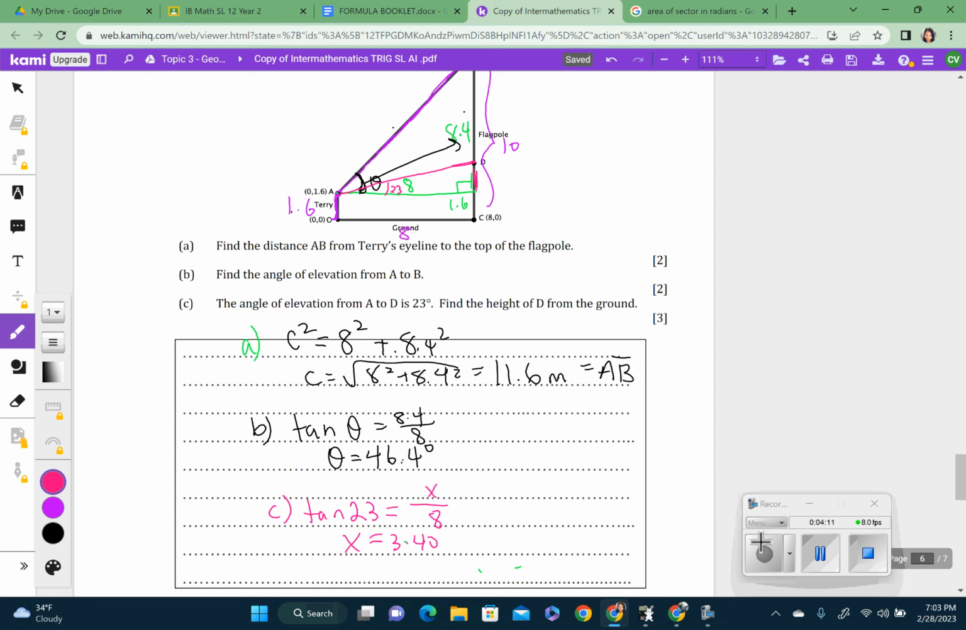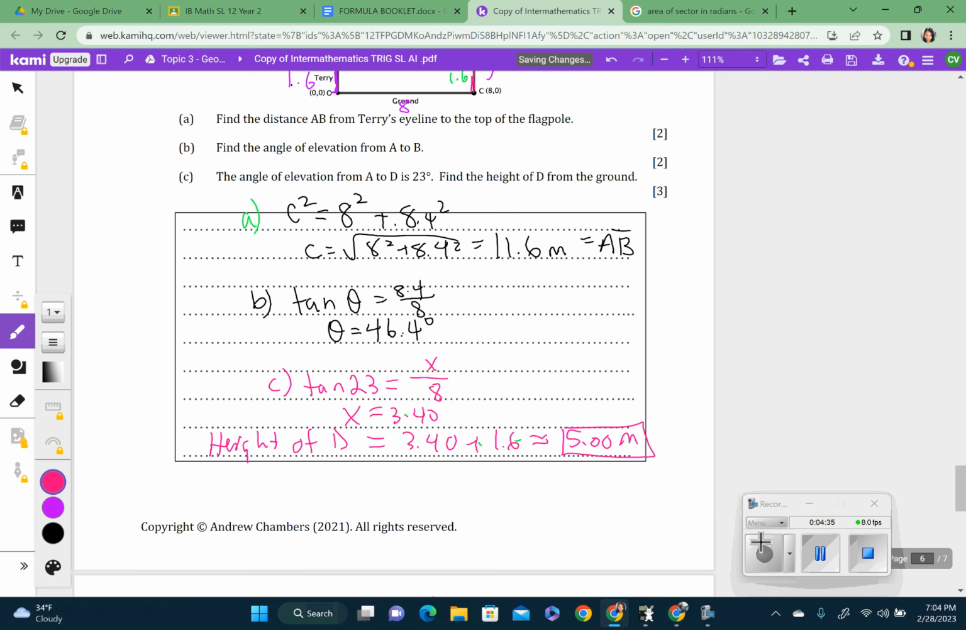So this is already 1.6, and we just found out that this right here is 3.4. So the height of D from the ground is going to be 3.40 plus the 1.6 that they gave us, and this is going to be about 5.00 meters. Okay, so that is A, B, and C.